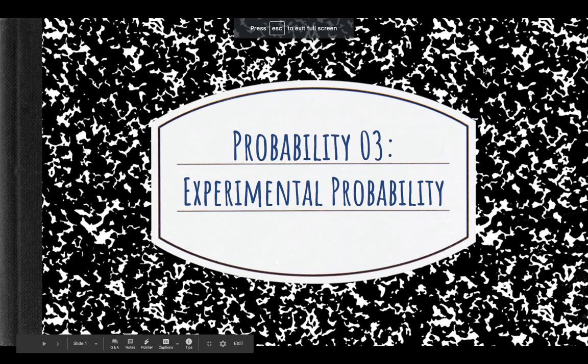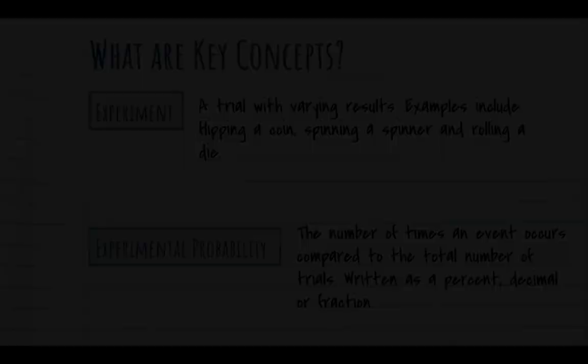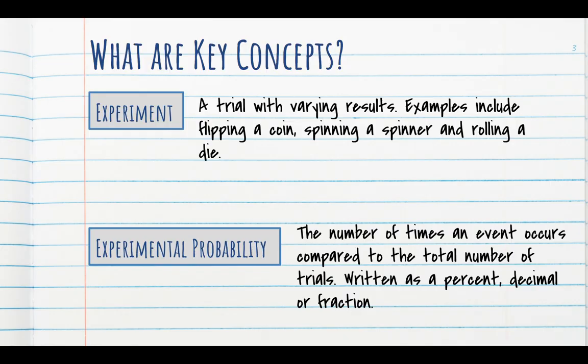In this third lesson in our probability unit, we are going to look at experimental probability. The objective of the lesson is to calculate the experimental probability of an experiment as a percent, fraction, and decimal. A couple of key concepts when considering experimental probability.